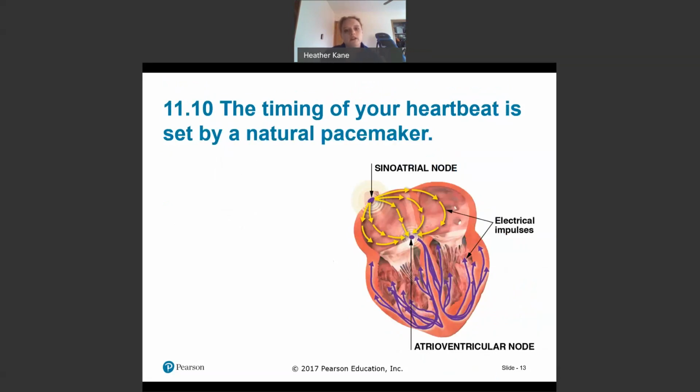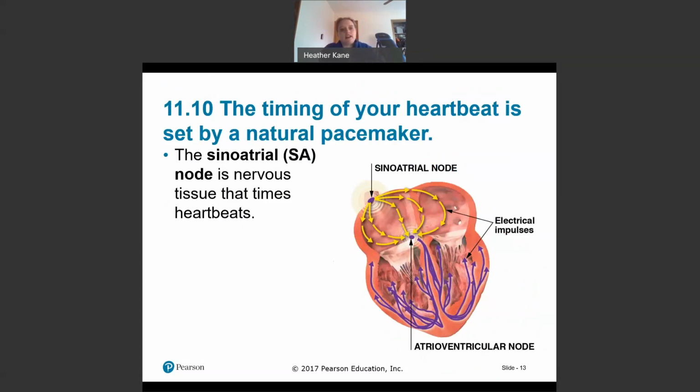The timing of your heartbeat, how fast or how slow it's going to pump, is all determined by what we call our pacemaker. The pacemaker is actually called the SA node, the sinoatrial node. And this is what gives us that sinus rhythm, if you've ever heard of that. The SA node is made up of nervous tissue. It makes sense that it's nervous tissue because that is what controls the heartbeat. The heart is going to beat based on electrical messages.